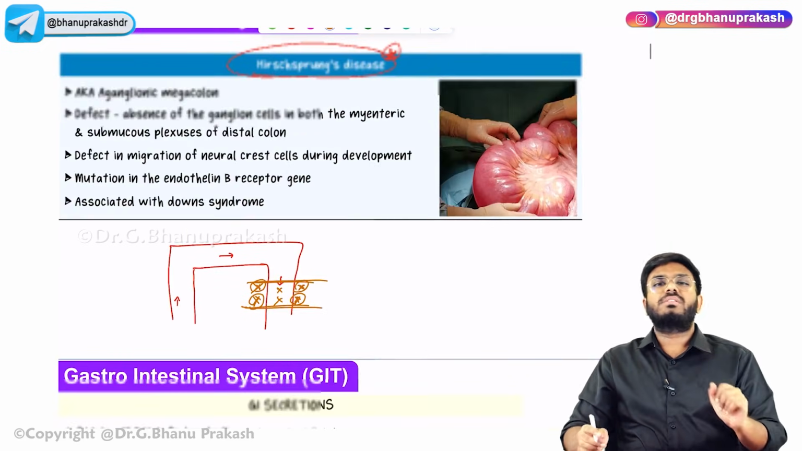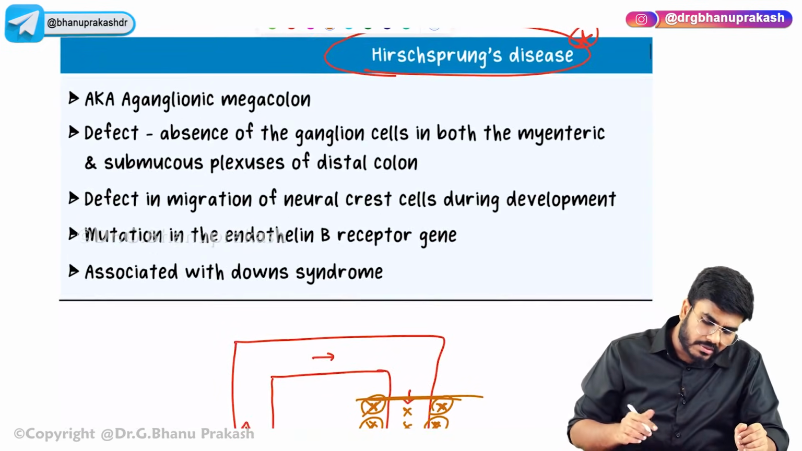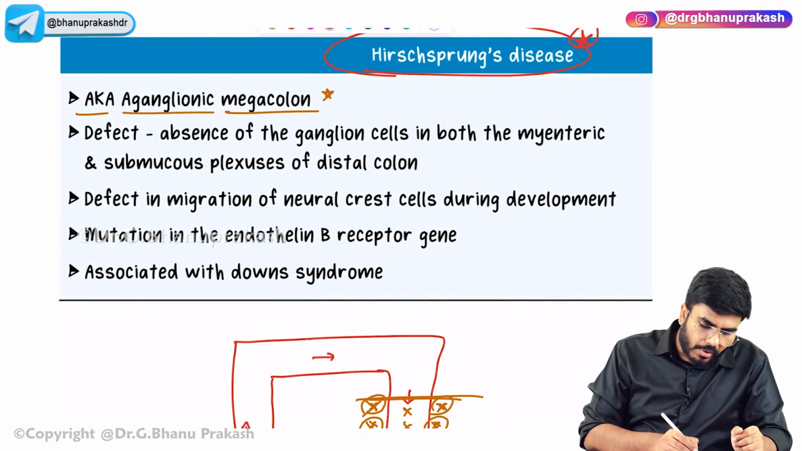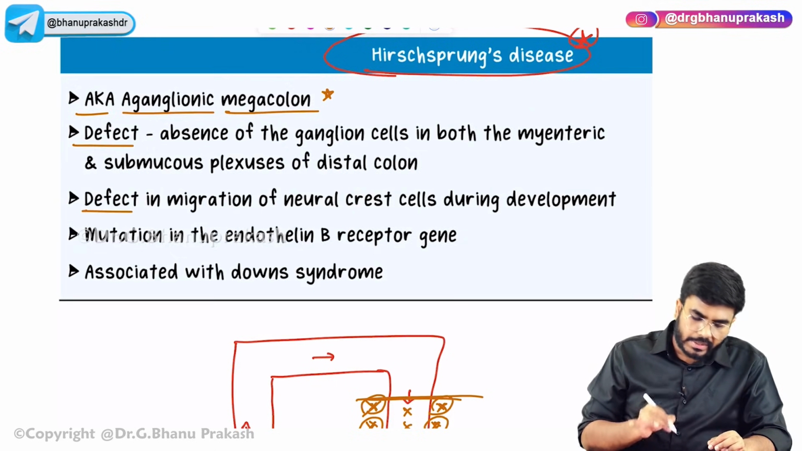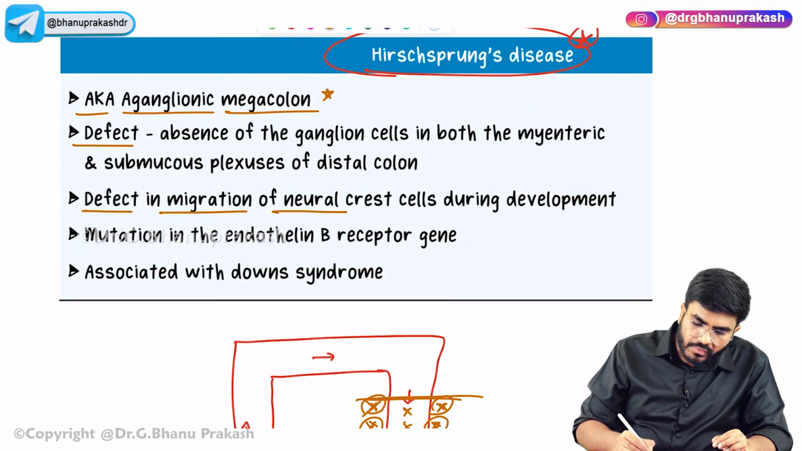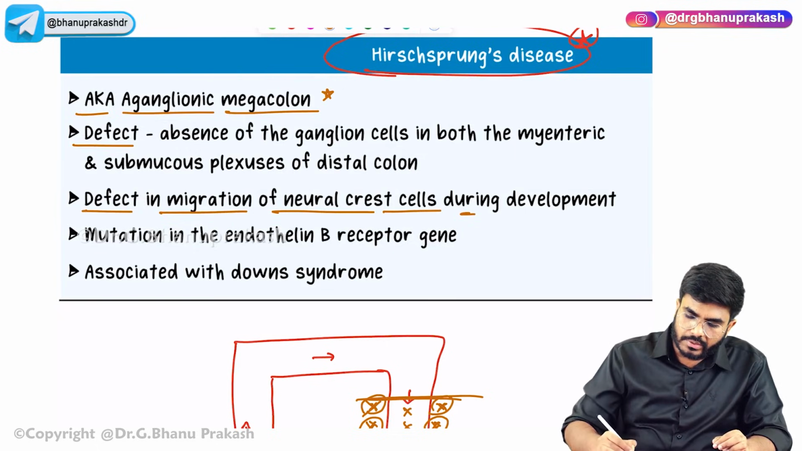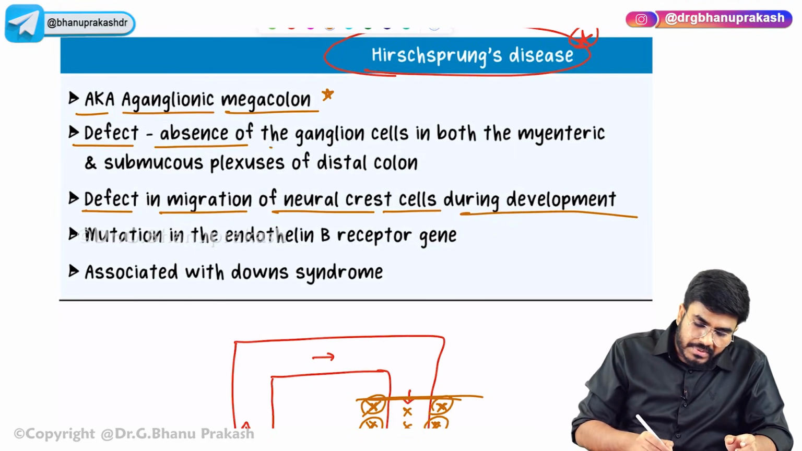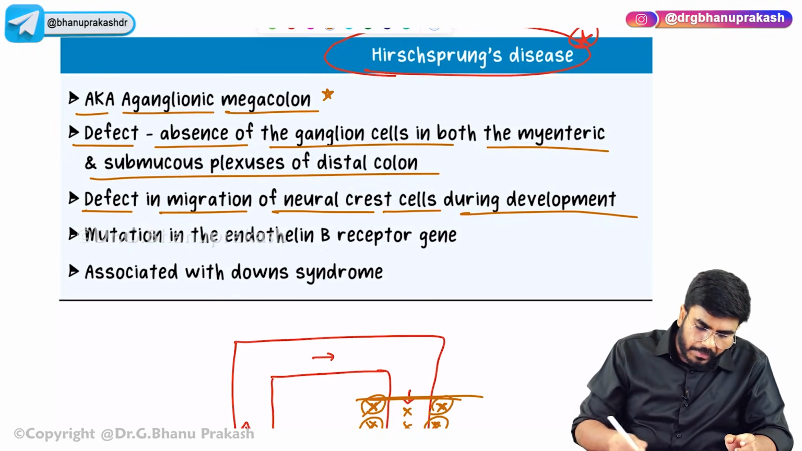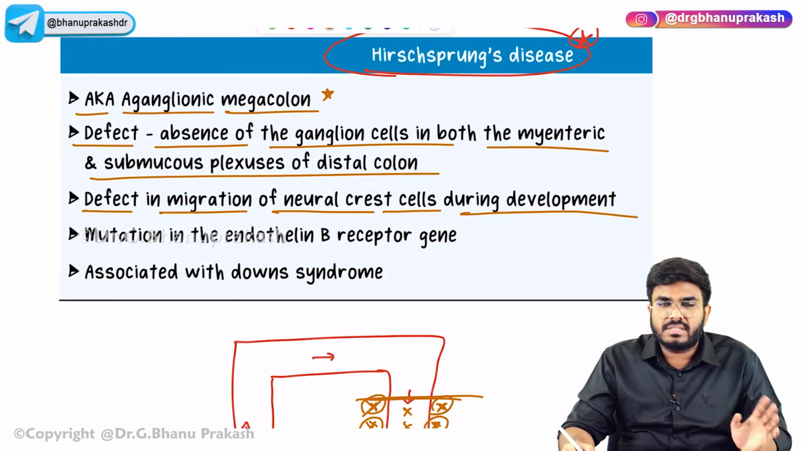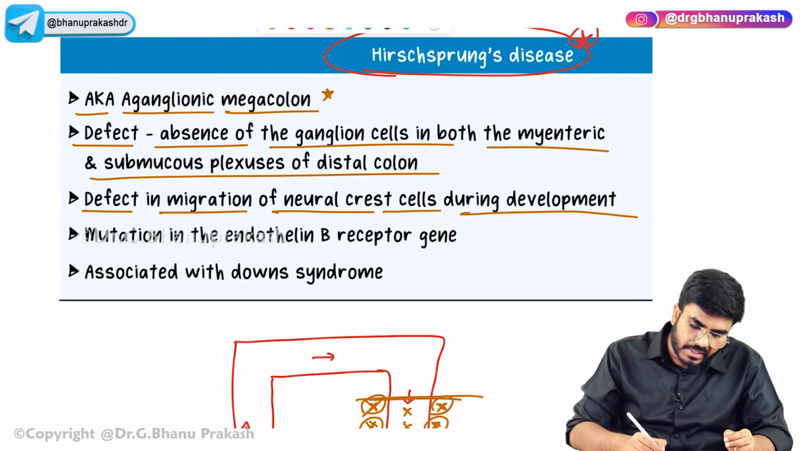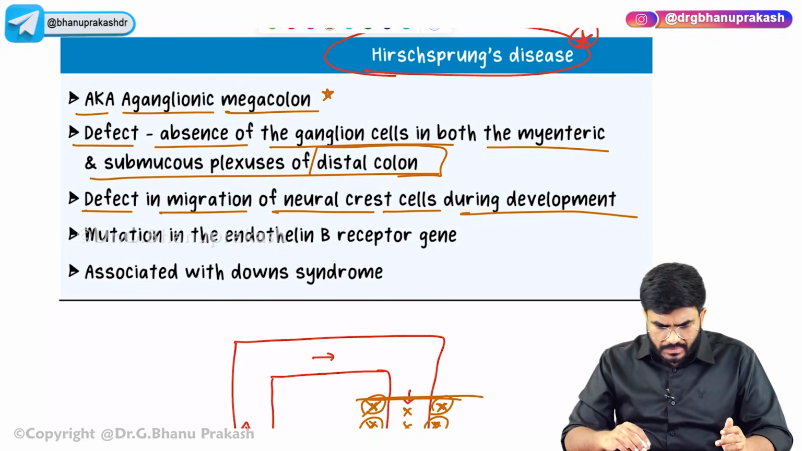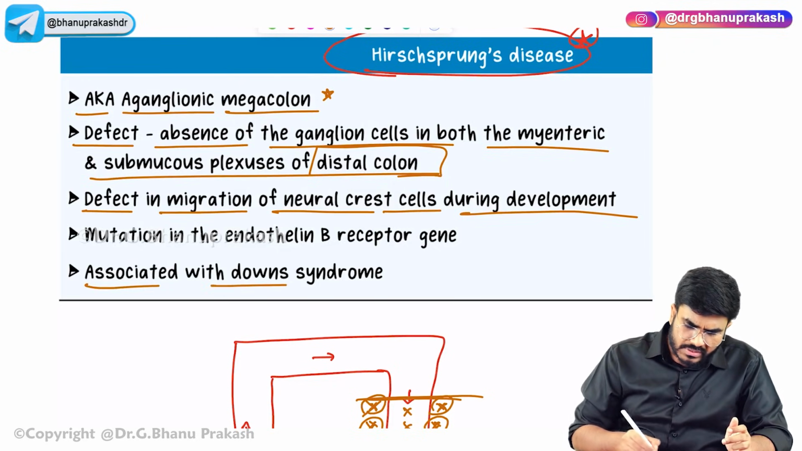No Meissner's plexus, no myenteric plexus. Some important points, look here. Hirschsprung disease is also called aganglionic megacolon. What is the problem here? The main problem is a defect in the migration of neural crest cells during development. Because of this defect, there is absence of both myenteric plexus and Meissner's plexus in the last part of the colon, the distal part of the colon.